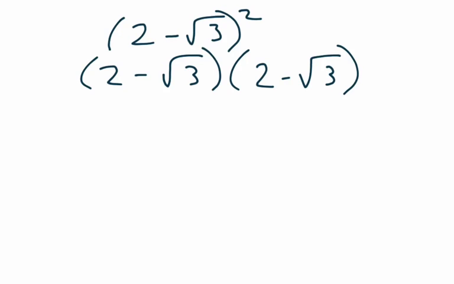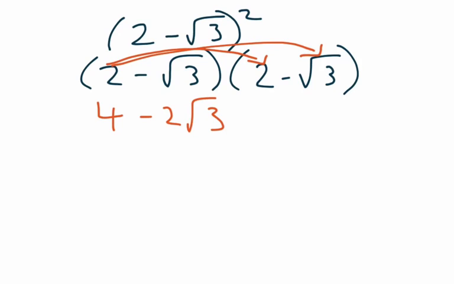Okay, let's multiply. So 2 times 2 would give me 4, and then 2 times a negative root 3 is minus 2 root 3. Underneath we have 2 times negative root 3, again the same, minus 2 root 3. Finally, we've got negative root 3 multiplied by negative root 3. Well, I know root 3 times root 3 has to be 3 according to that rule we looked at earlier on. And then a minus times a minus is a plus, isn't it?